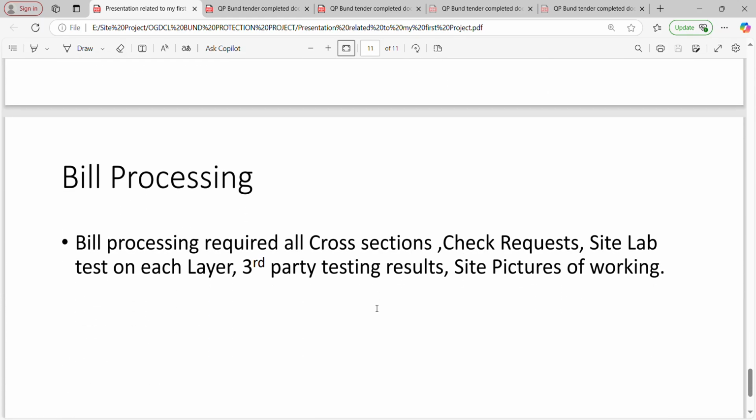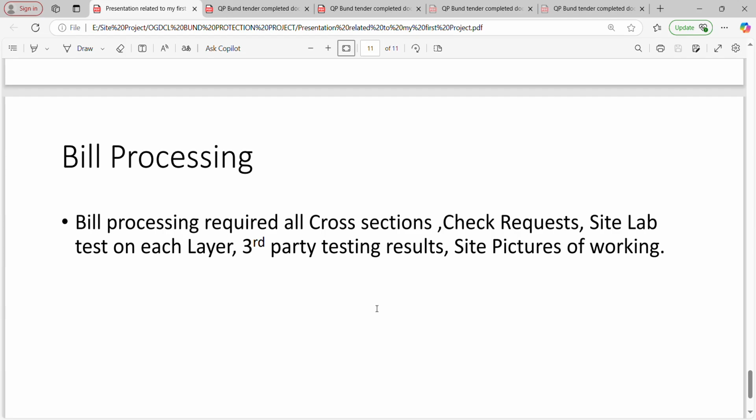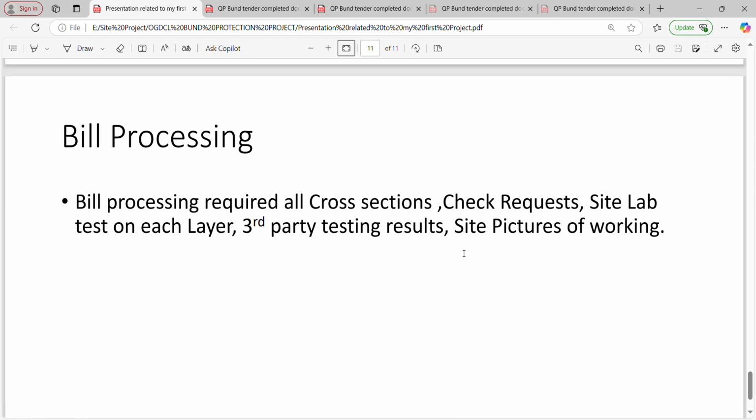The billing process is very cumbersome because all records should be in the bill: from cross section to check request site, lab test on each layer, and third-party test results and site pictures should be included in every bill.